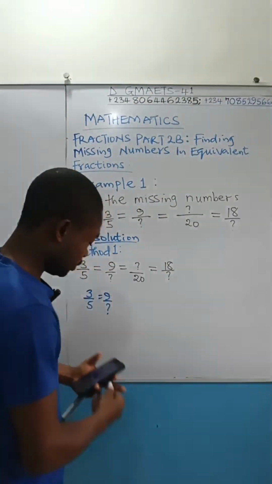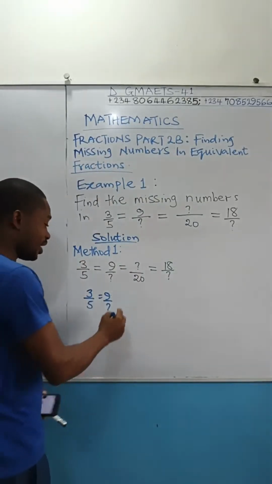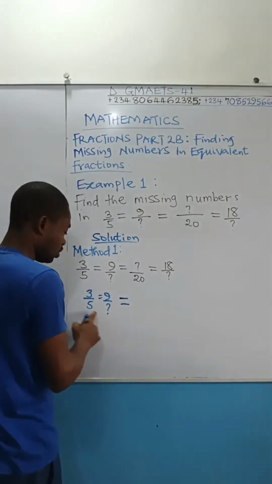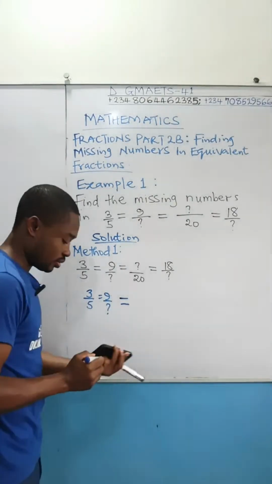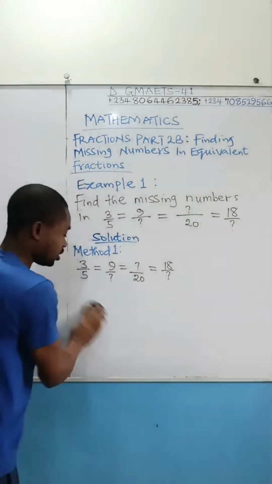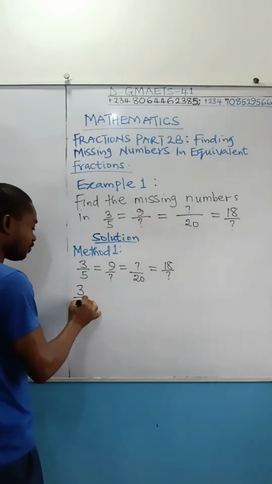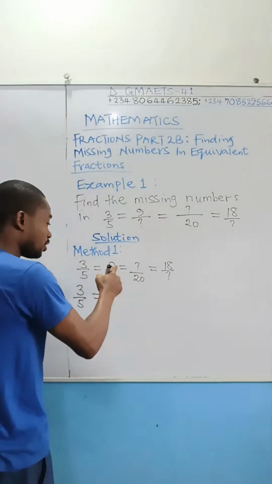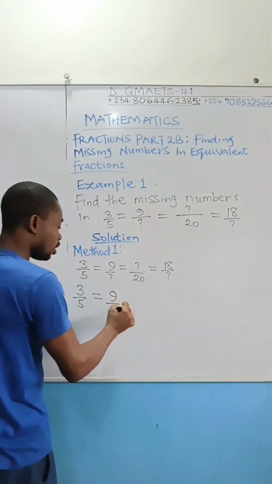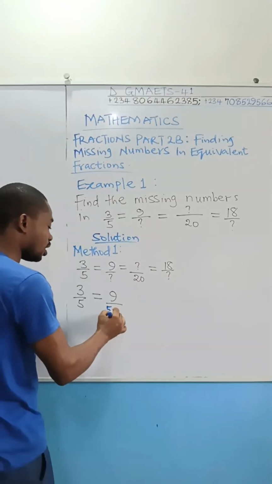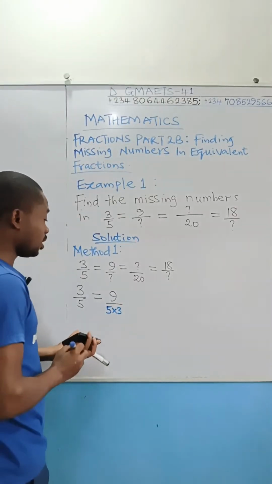So from what I analyzed here, you see that all I would do here would be to multiply this 5 by 3. Okay. I think I can actually write it down here. This means that 3 over 5 is equal to 9, all over the denominator. To obtain it, I'll do 5 times 3. That gives me that value.